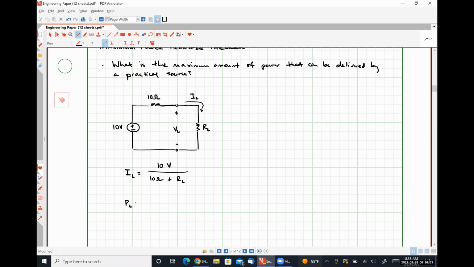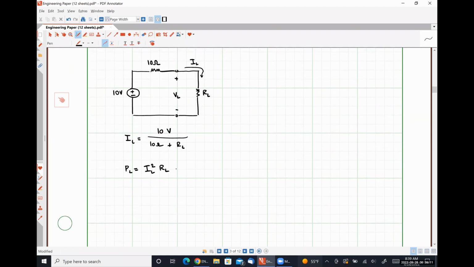And from this, we can say that the power that is absorbed by our load resistor, PL, is IL squared times RL, which looks like 10 volts over 10 ohms plus RL, quantity squared, times RL. So we have a power as a function of load resistance.